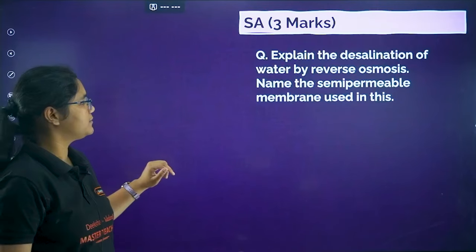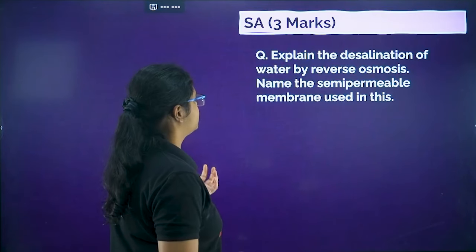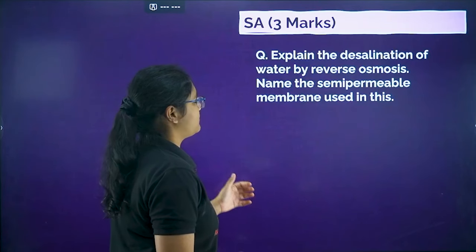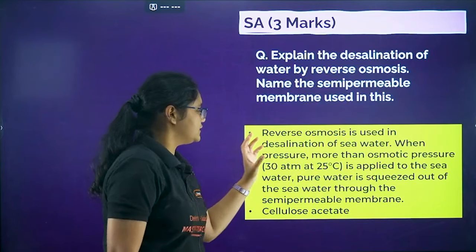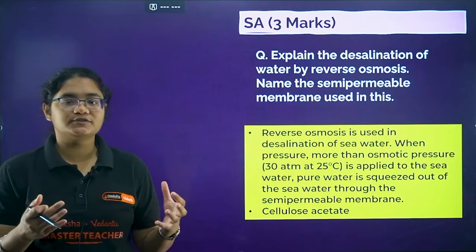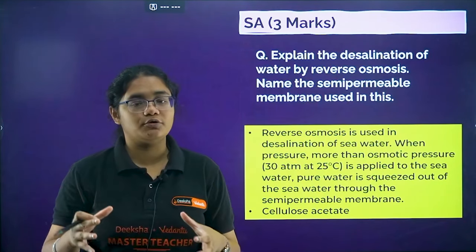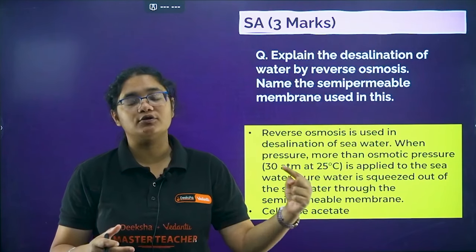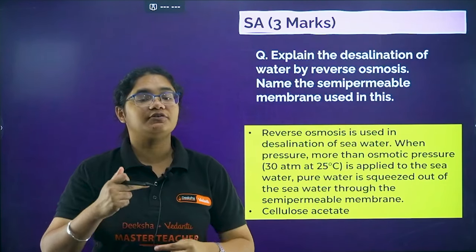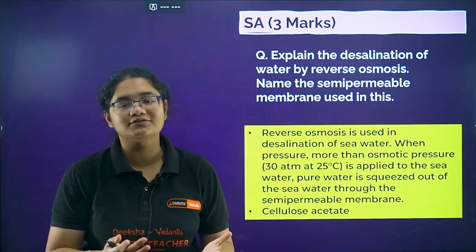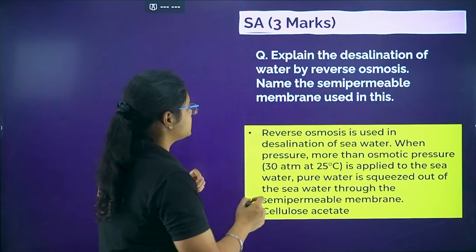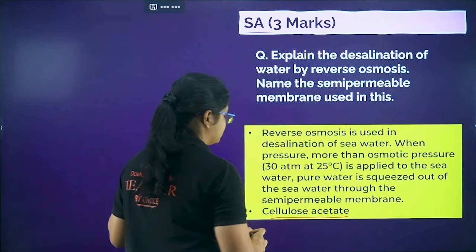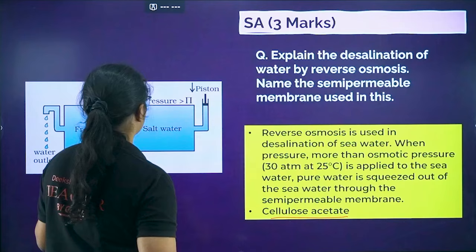Next, explain the desalination of water by reverse osmosis and name the semi-permeable membrane used in this. Now see, what is reverse osmosis? Osmosis can be stopped when you apply the correct amount of pressure. But when you apply pressure greater than the osmotic pressure, the direction of osmosis is reversed, and that is called reverse osmosis. And what is the membrane used here? Cellulose acetate. You can see the diagram also.